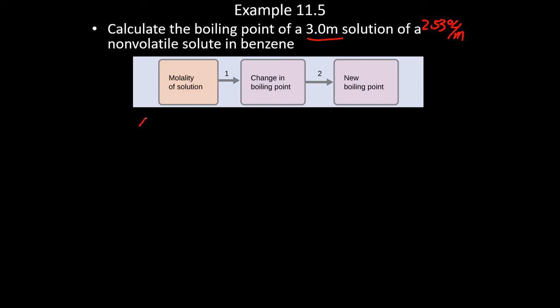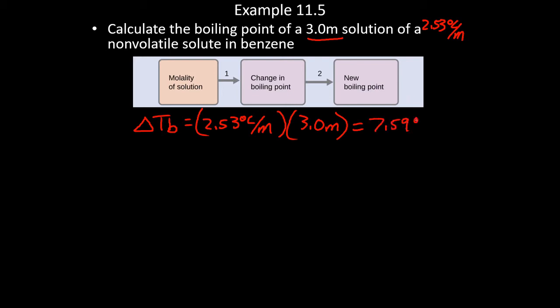So delta T is going to be the constant, 2.53 degrees C per molal. The molality is 3. And so this is going to be something around 7.5. So 7.59 degrees C is the change in the boiling point. And this is because the molals cancel out, leaving us with just degrees C.